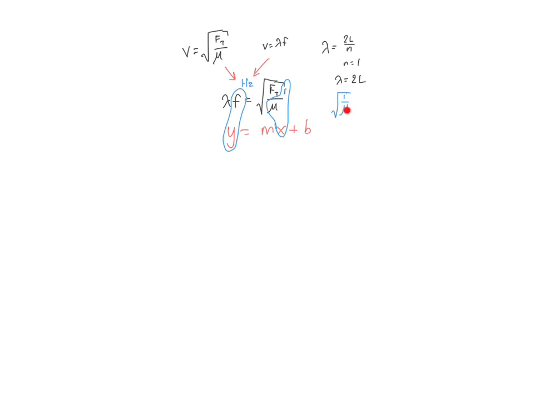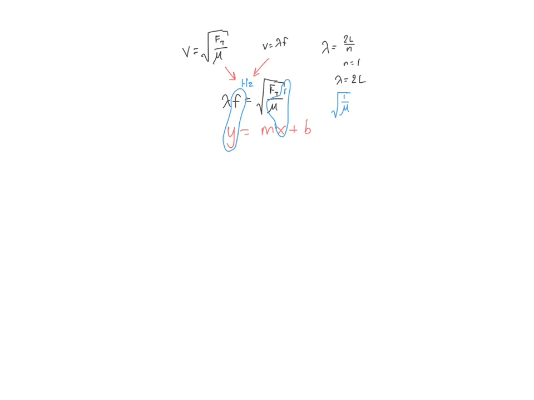But what are the units of this whole thing right here? Well, we know the linear density is mass per length. So mass per length would be kilograms per meter. Since that's in the denominator, the meters would shift up to the numerator. So it would be meters per kilogram, but it's under a square root sign, so it would be square root of meters per kilogram.